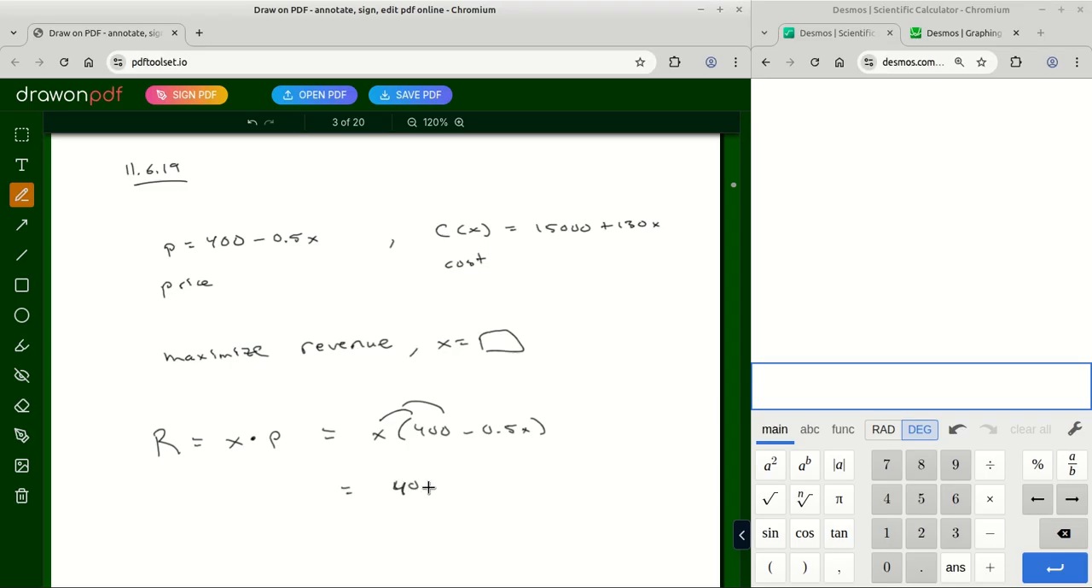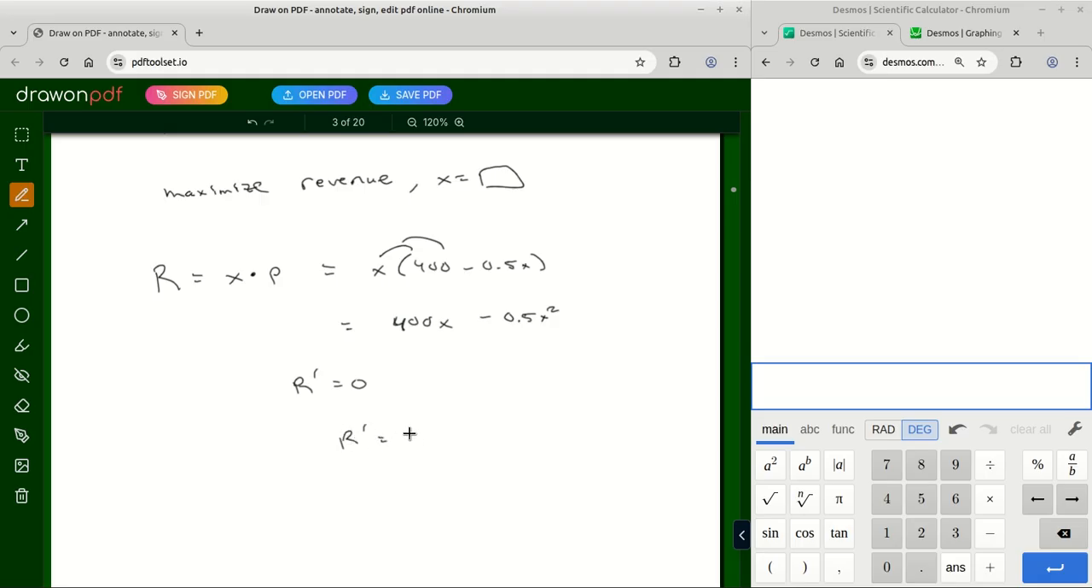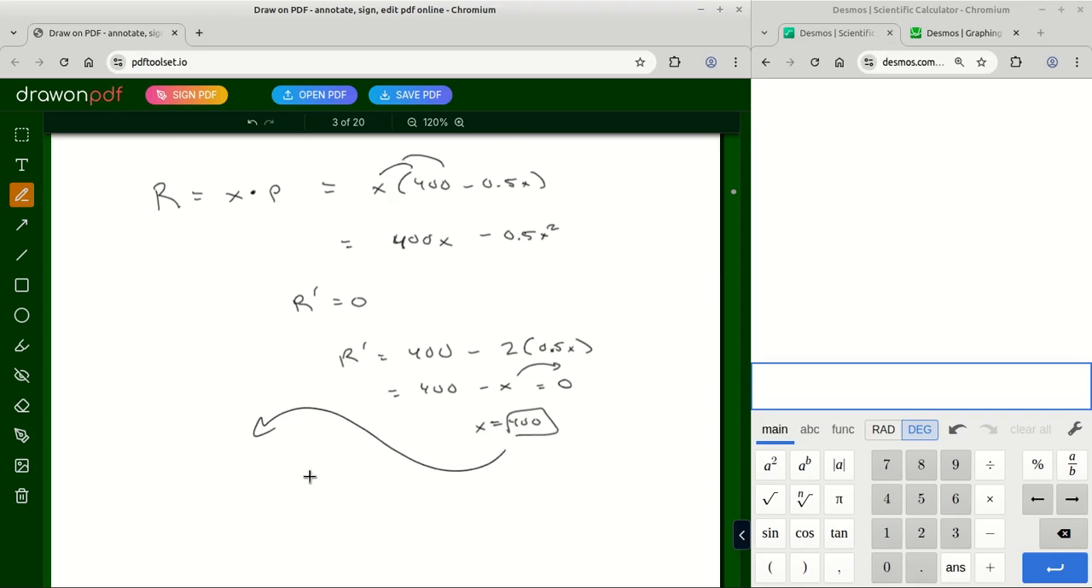So 400x minus 0.5x squared. And to find the maximum, I'm going to say my derivative equals 0. And so my derivative, r prime, would be 400 minus, and the 2 comes down to the front, 2 times a half x. These cancel, leaving just a plain x. And then you set that equal to 0. Solve for x, 400. There you go. And they don't want just that. They also want, like, what is the price at 400?